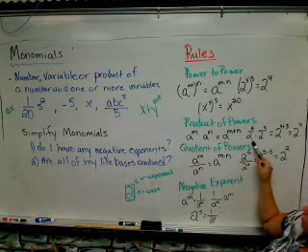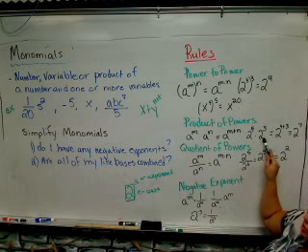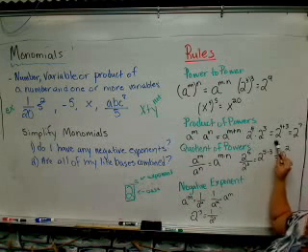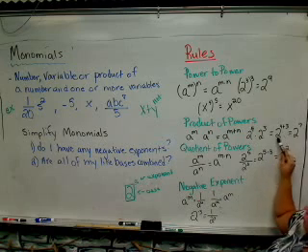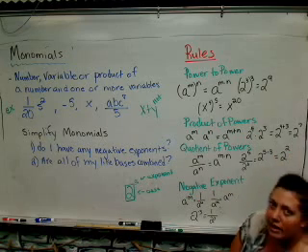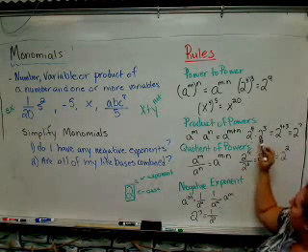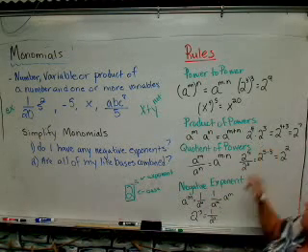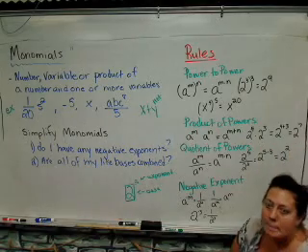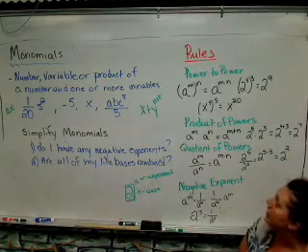So 2 to the 4th power times 2 to the 3rd power is the same thing as saying 2 to the 4 plus 3, which is 2 to the 7. Okay, if you wrote this all the way out, you have 4 2's and you have 3 2's, okay, then you have a total of 7 2's. All right, so that's our next rule.